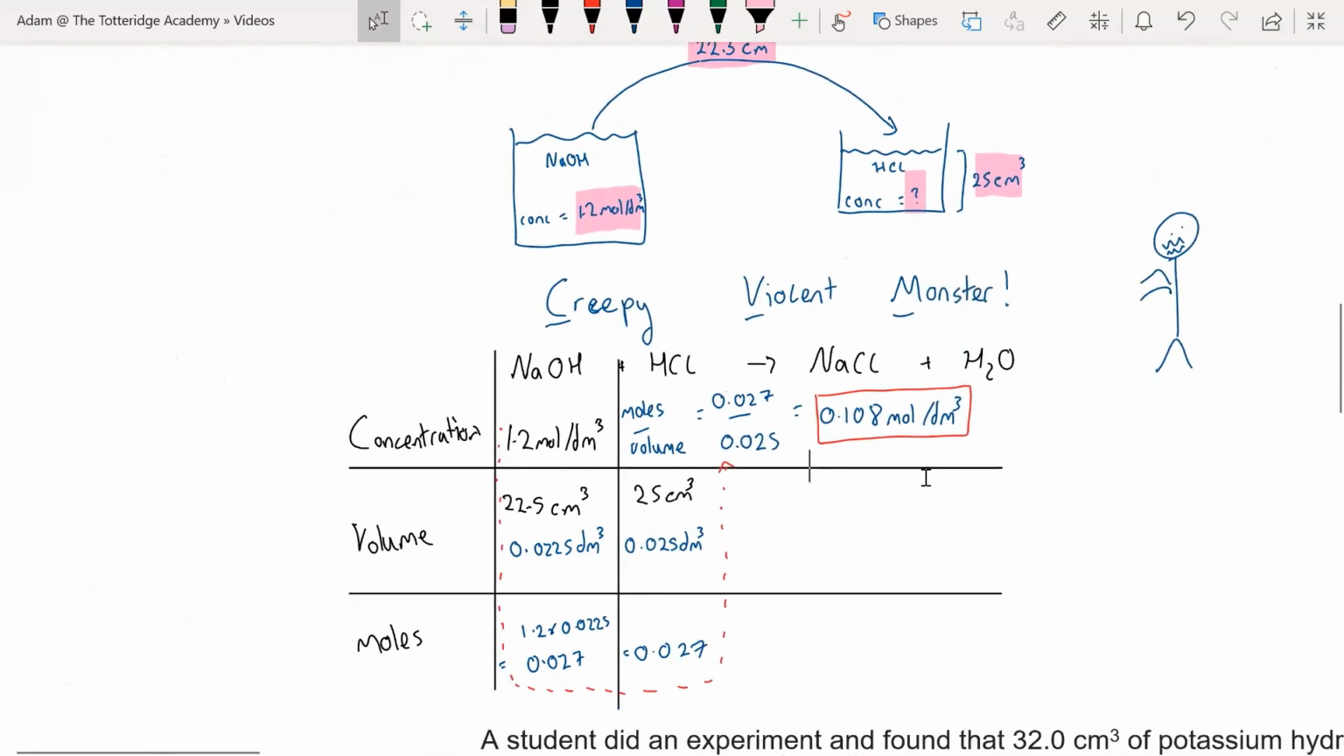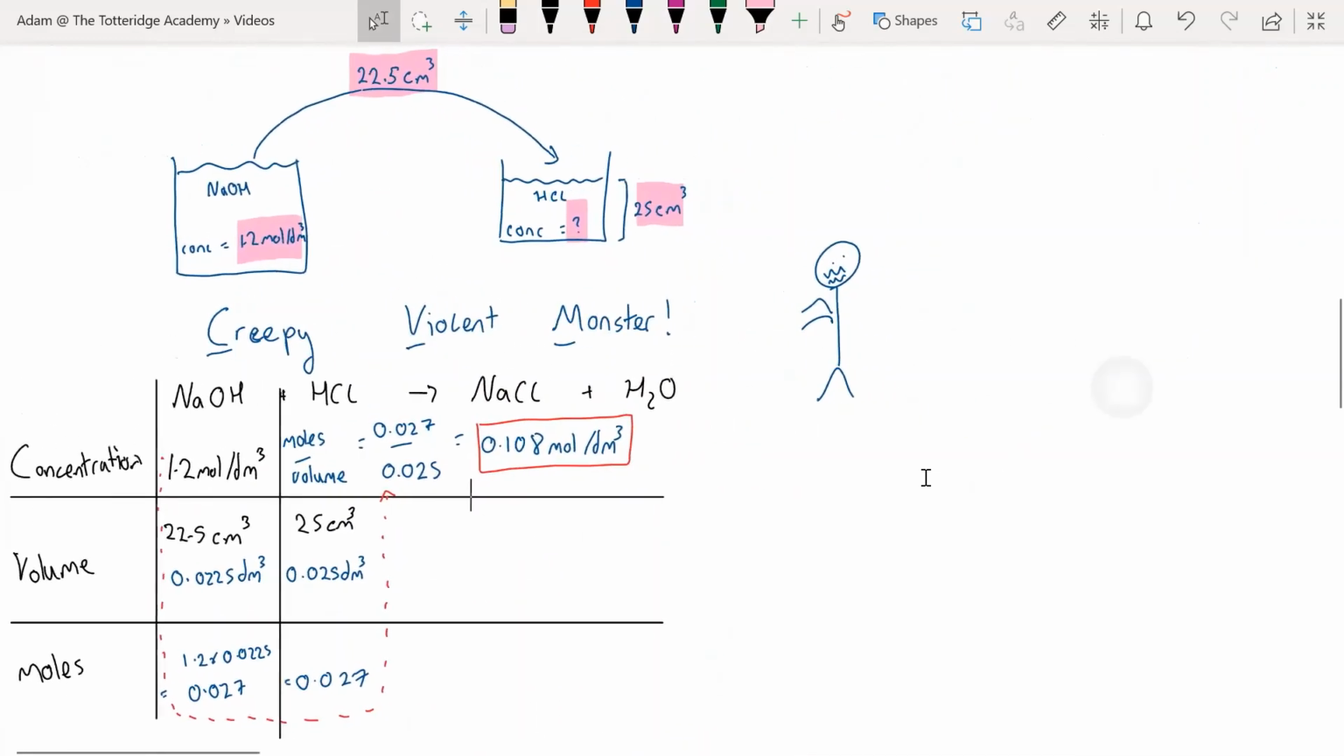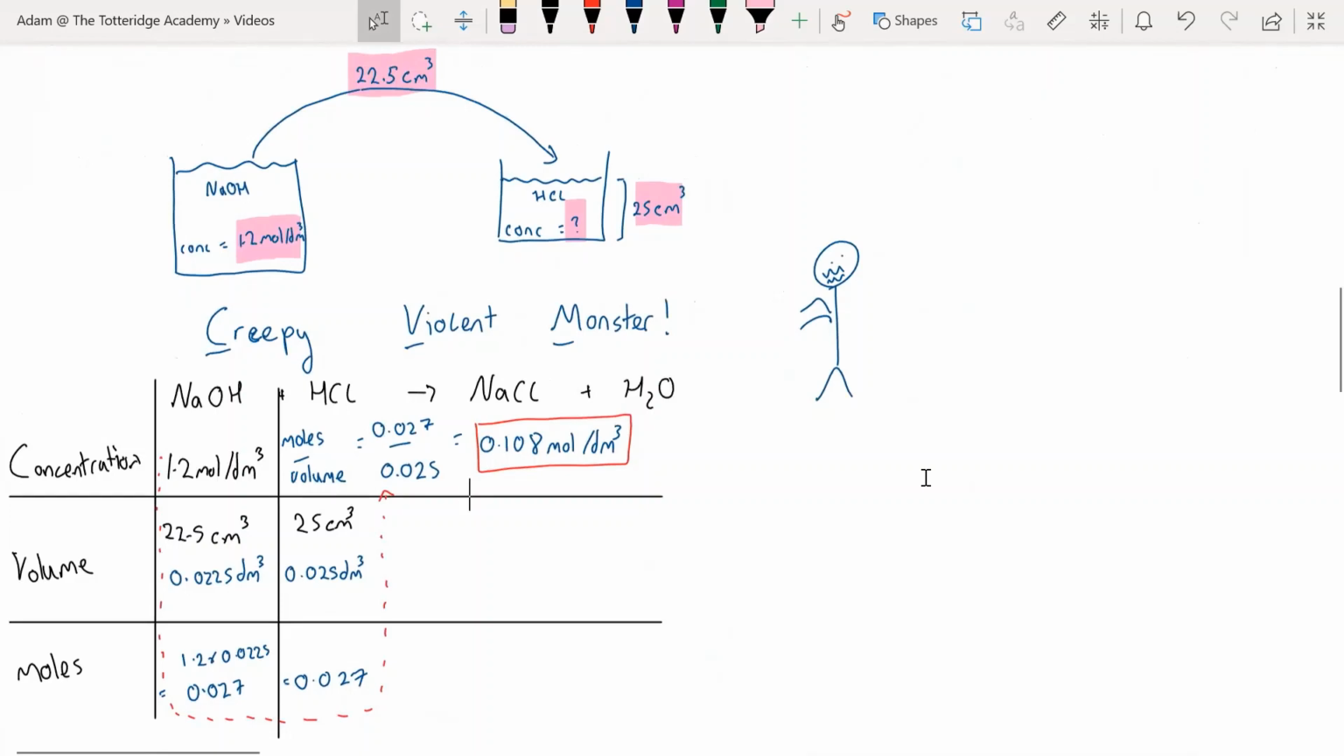What I would suggest is you pause your video and copy down all of that. You don't really need the actual monster himself or herself in your notes, but I would suggest that you get down all of this, because this is going to be like your template for working out the future ones. So pause your video now and get that down.